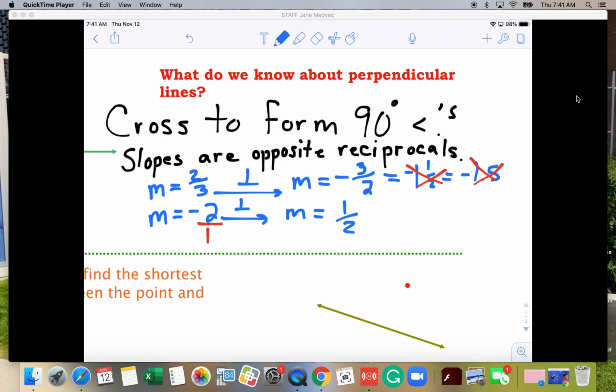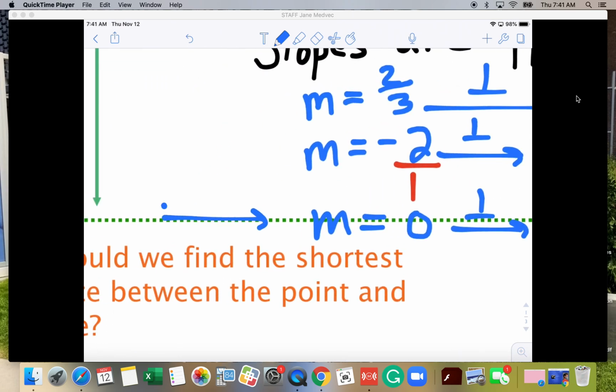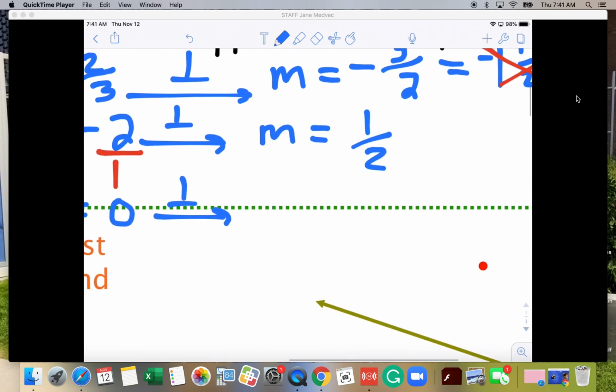And then finally, if I have the slope of 0, the line is a horizontal line. If I were figuring out slope using the slope formula, you would have something like 0/3. And if I used my calculator, that would give me 0. So if I'm doing a line that's perpendicular to a horizontal line, that would give me a vertical line. And the slope of this is undefined.